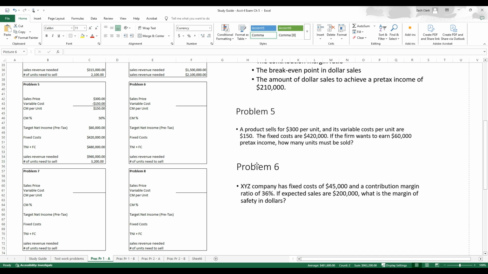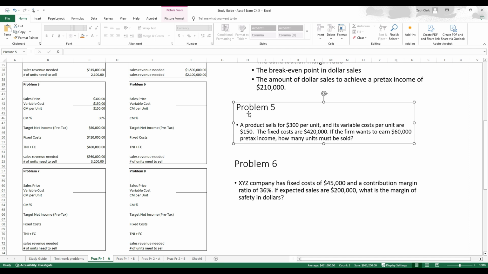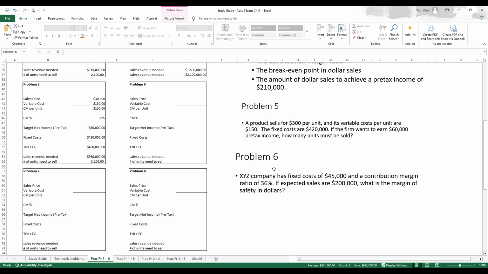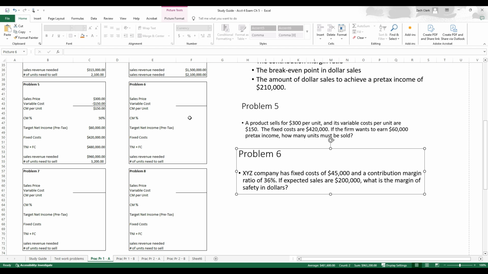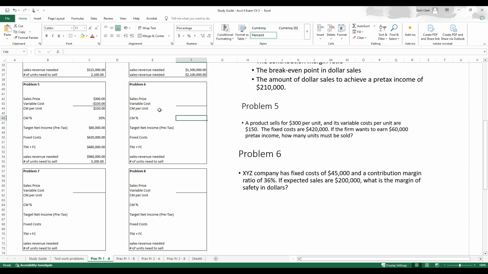Okie dokie, so let's look at problem number 6. This one is a little different, but we can use the logic we've developed so far. We'll be missing a little bit of data, but we can still answer the problem regardless. It tells us we have $45,000 in fixed costs and a contribution margin ratio of 36%. So this problem already gives us the ratio. We have expected sales of $200,000, and we want to know what's the margin of safety in dollars.